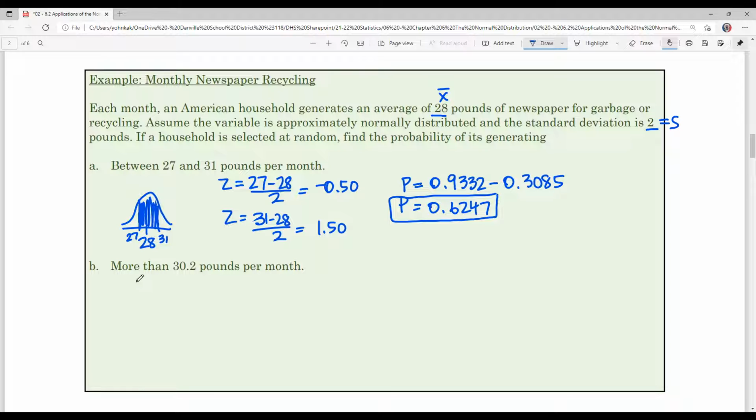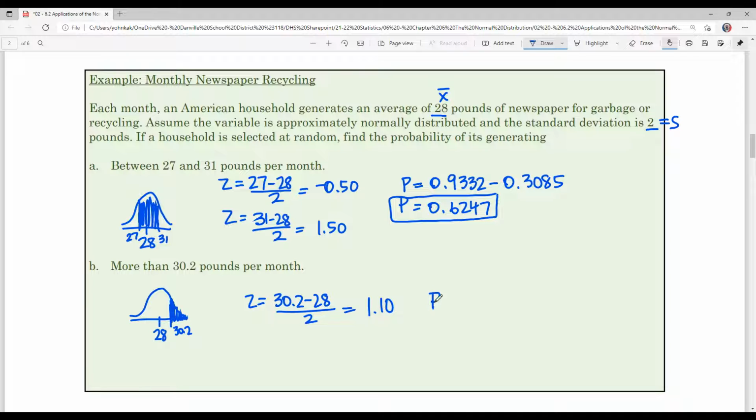If I take a look at part B, more than 30.2 pounds per month. So I'm going to draw my curve. I'm going to put my mean in the center. I'm going to estimate that 30.2 is on the right and it says more than, so I'm going to shade to the right. That's 30.2. I'm going to find my z-score. Z equals 30.2, subtract 28, divide by a standard deviation of 2. This is going to give me a z-score of 1.10.